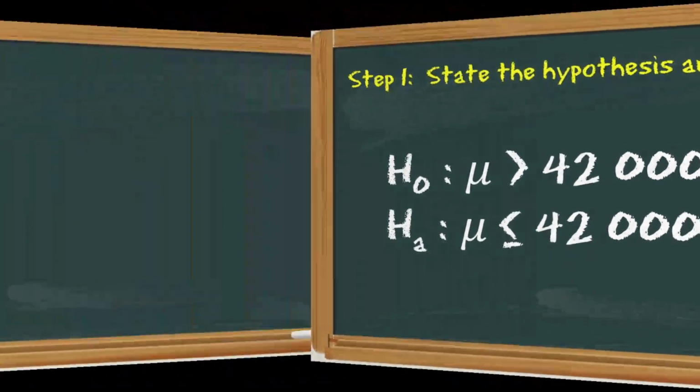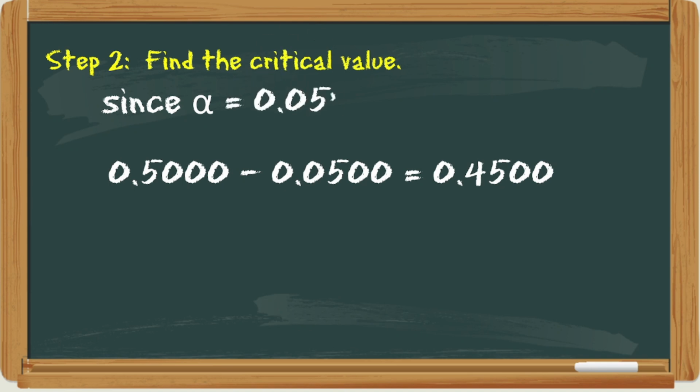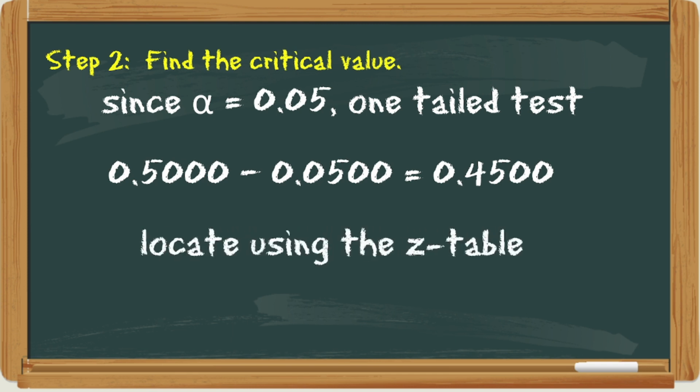And then let's proceed to step number 2. Step number 2, find the critical value. Since the problem uses alpha 0.05 and is a one-tailed test, we have 0.5000 minus the alpha, which is 0.0500. The answer here is 0.4500. Locating this 0.4500 in the Z table, we have z equals 1.65 as the critical value. I will show you now how we came up with the critical value, which is 1.65.